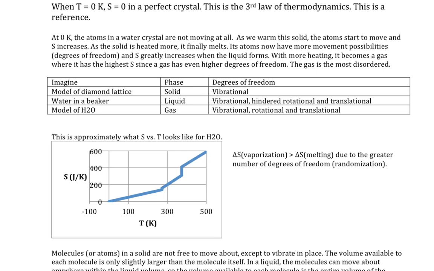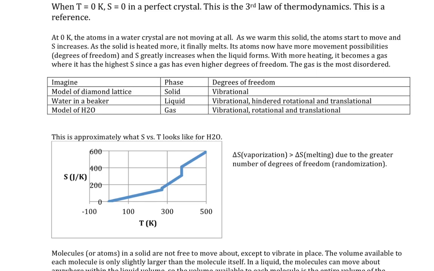S greatly increases when the liquid forms from the solid. With more heating, it becomes a gas where it has the highest S, since a gas has even higher degrees of freedom. The gas is the most disordered. And we see that summarized in this table.